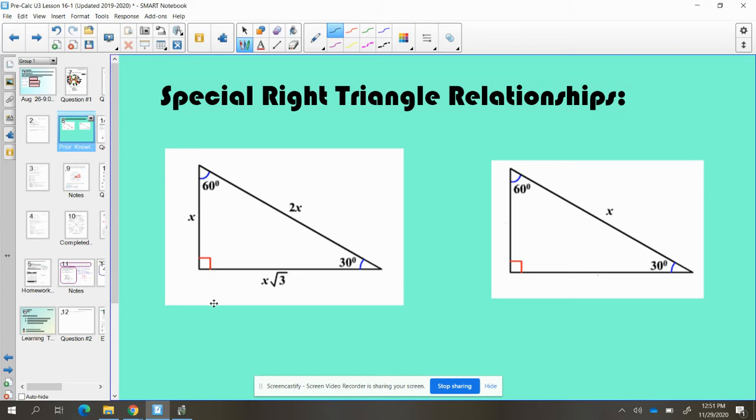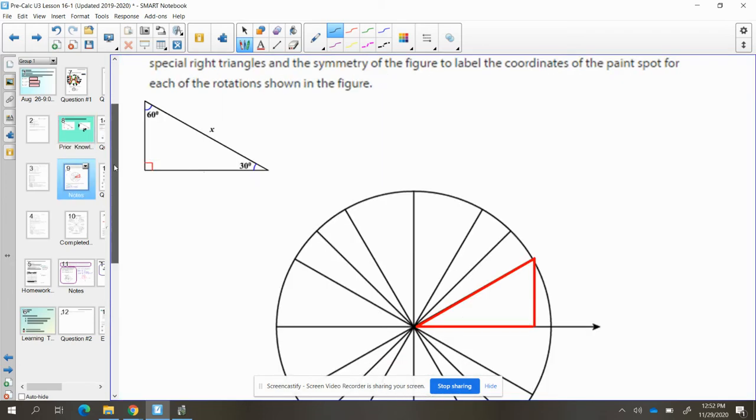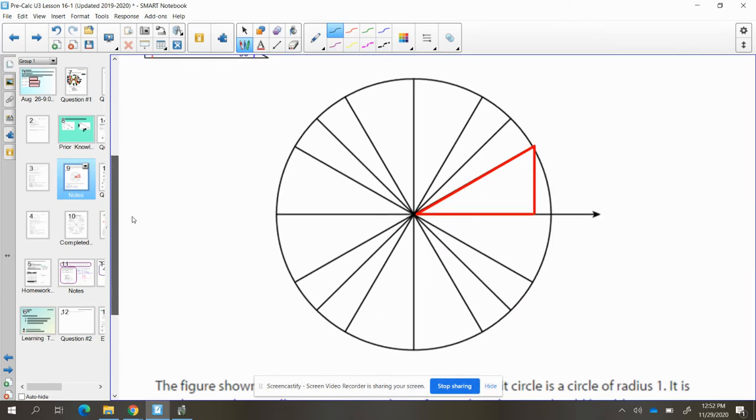So we know in 30, 60, 90 right triangles, we have the short leg is the x. You double it to find the hypotenuse, and the side across from the 60 is whatever your short leg was times the square root of 3. Well, if we had to reimagine this so that we were given the hypotenuse, we know that we have to divide that value by 2 to find the value of the short leg, and then the long leg is that value times the square root of 3.